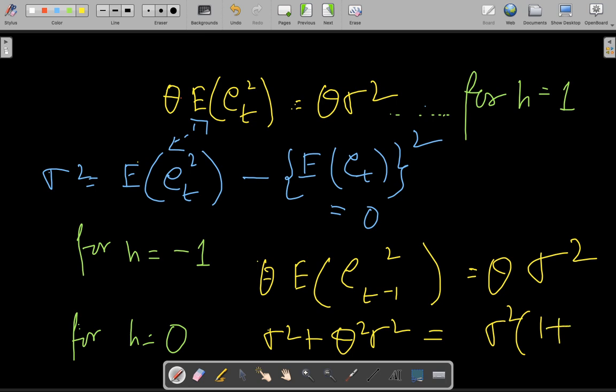Now you see that in all the covariance terms, there is no presence of any t. We have also seen the expectation to be constant and the variance to be constant. So that basically means that the MA(1) process that we have is a stationary process.